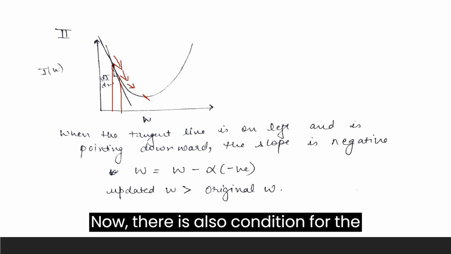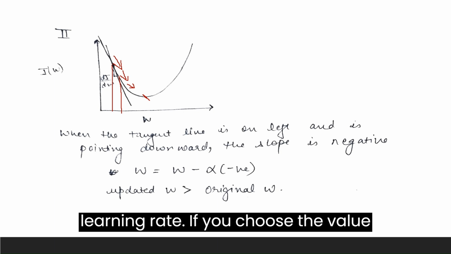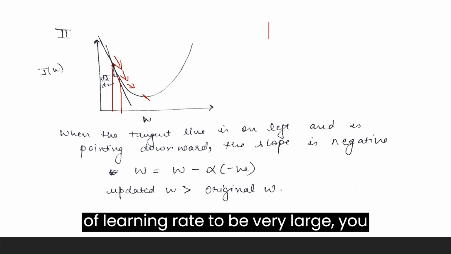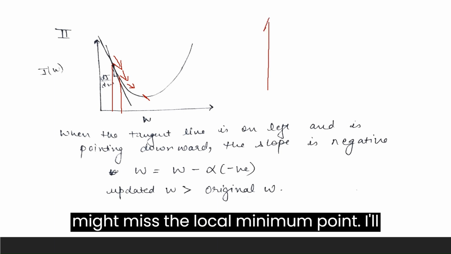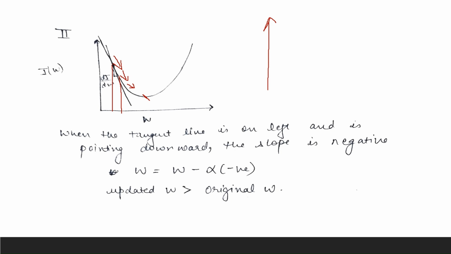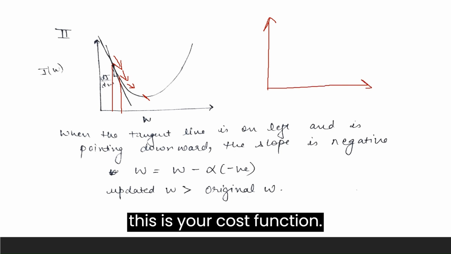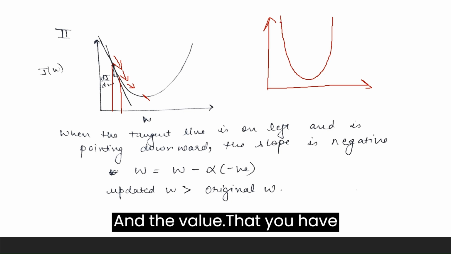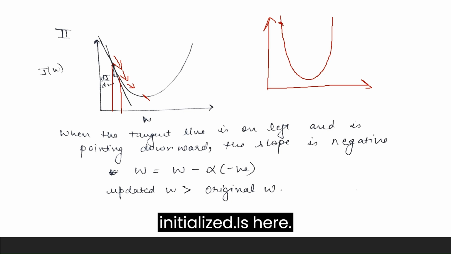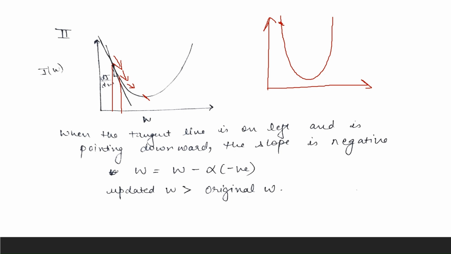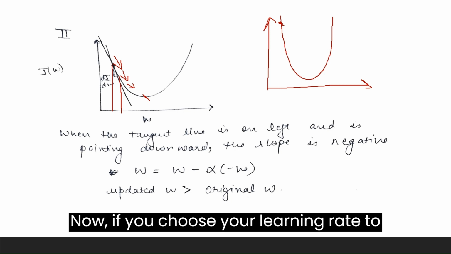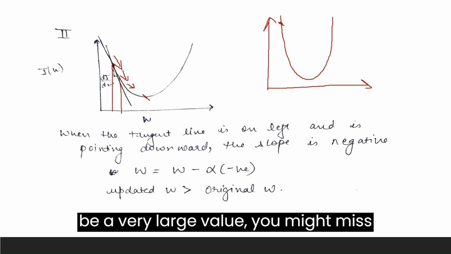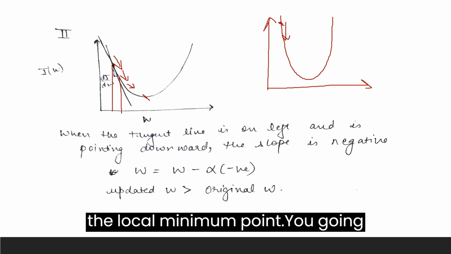Now there is also a condition for the learning rate. If you choose the value of learning rate to be very large, you might miss the local minimum point. I'll show you how. Suppose this is your cost function and the value that you have initialized is here. Now, if you choose your learning rate to be a very large value, you might miss the local minimum point.